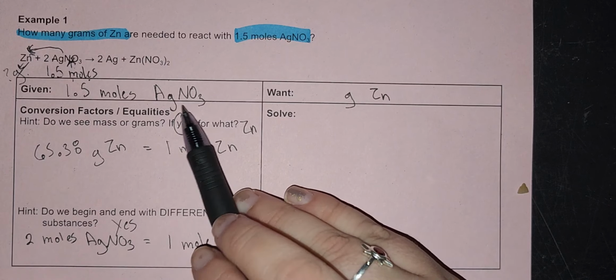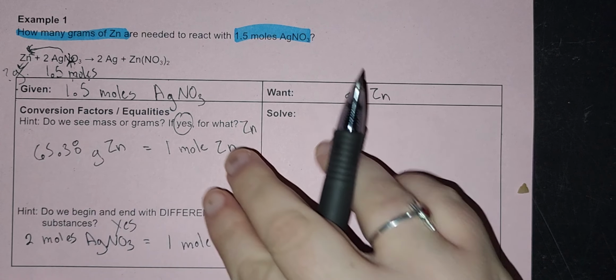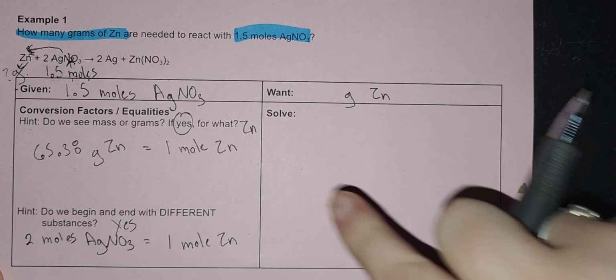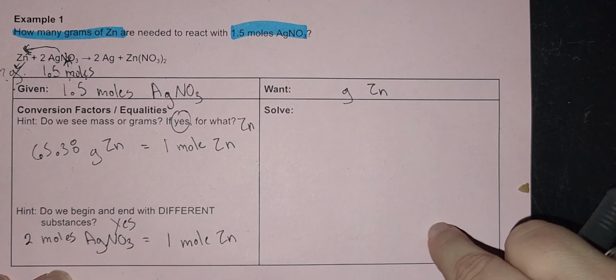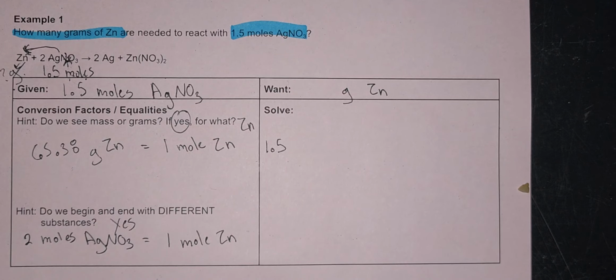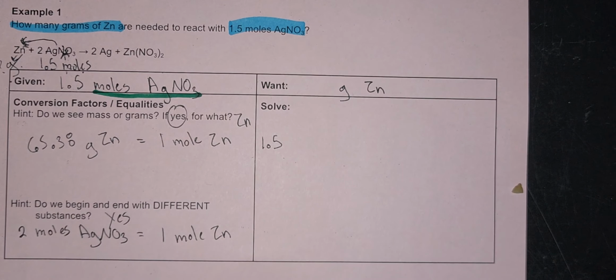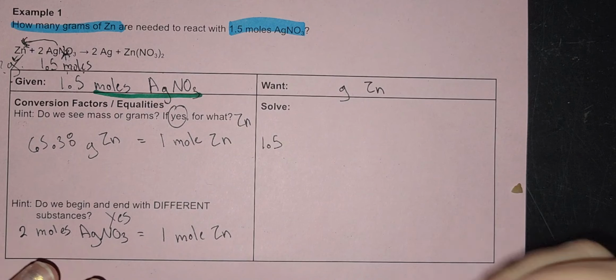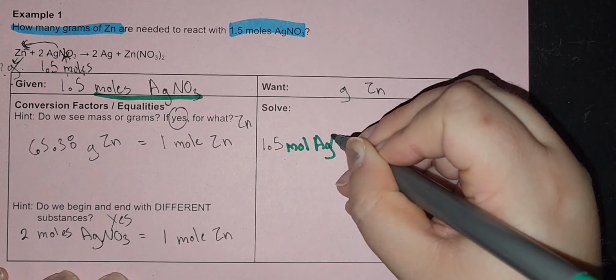So now that we have our given, our want, we've gone into the equation, through the equation, and back out of our chemical equation. We've gotten the conversion factors that we need. We can go ahead and solve our problem. So remember, we're always going to start with our given. So we're going to start with that 1.5, and I think I'm going to use green for this one. So we're going to do 1.5 moles of that silver nitrate.